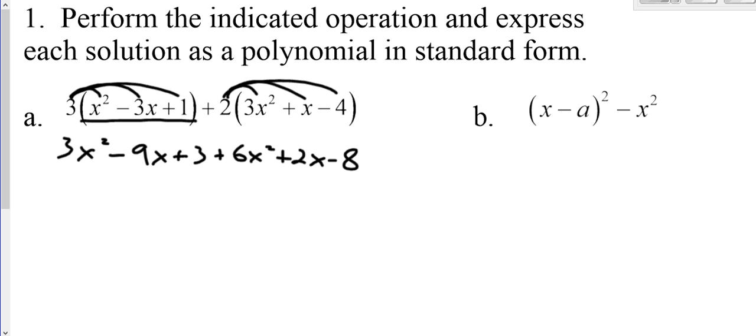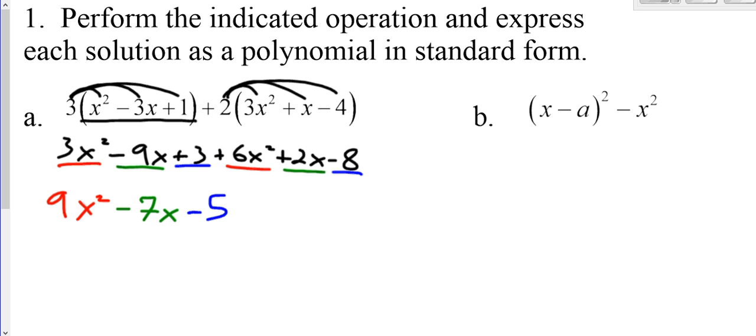At this point, I should recognize I have a string of monomials, so I want to collect like terms, things that have similar degrees. So all my x squared terms, so this term and this term, that's going to be 9x squared. And then I want to look for anything that is a degree 1. So I have a minus 9x plus 2x, so that's going to be a minus 7x. And then I'm going to look for any constants, things without an x value. I have a plus 3 and a minus 8, so that's going to be a minus 5.